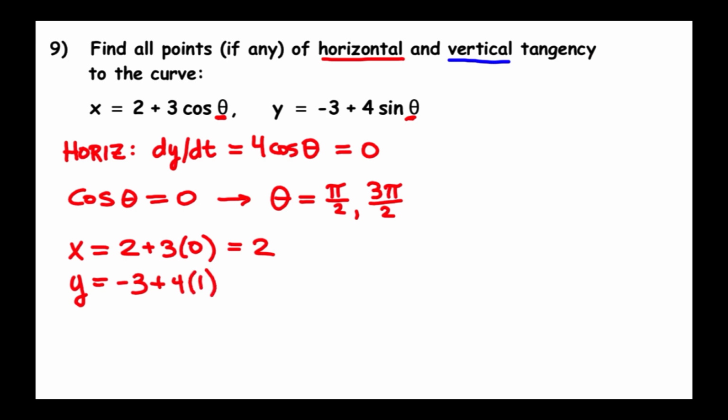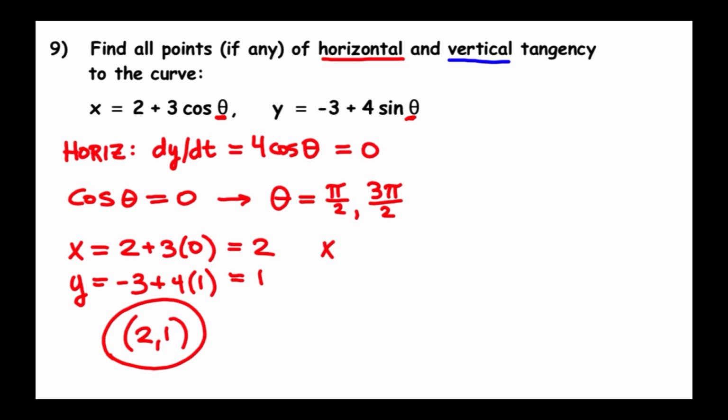And that's going to make negative 3 plus 4, which is 1. And so one point where we have a horizontal tangent is the point (2, 1). That's if theta is pi over 2. But what if theta is 3 pi over 2? Again, we can plug that in to see what happens.